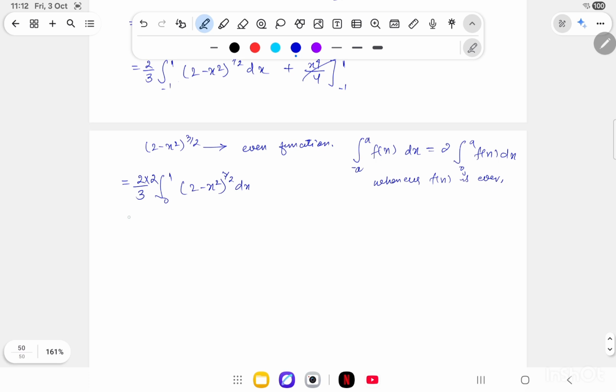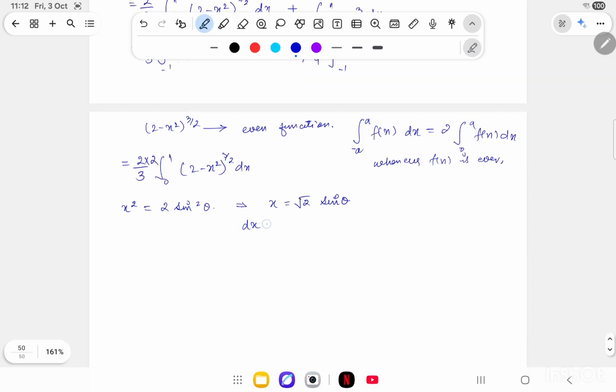Now to solve this, let us assume that x square is equal to 2 times sine square theta. So from here I will get my x as under root 2 sine theta. Now if I calculate dx, it will be under root 2 cos theta d theta, and the change in limits: when x is 0, theta is also 0, and when x is 1, theta is pi by 4, because sine square theta is equal to 1 by 2. That gives us sine theta as 1 by under root 2.